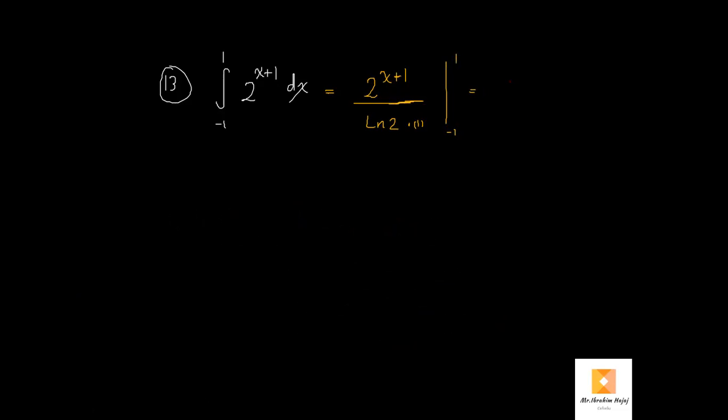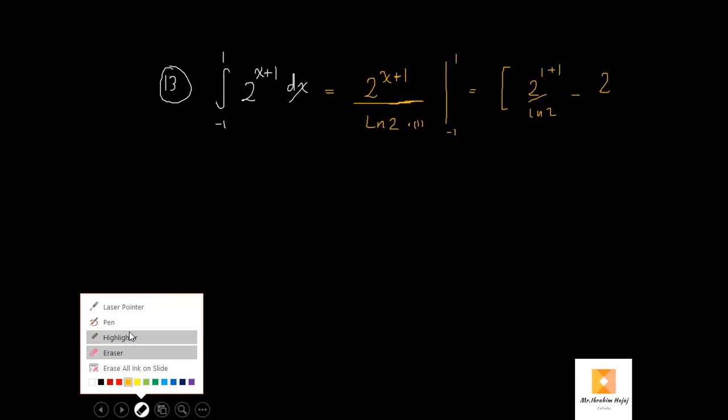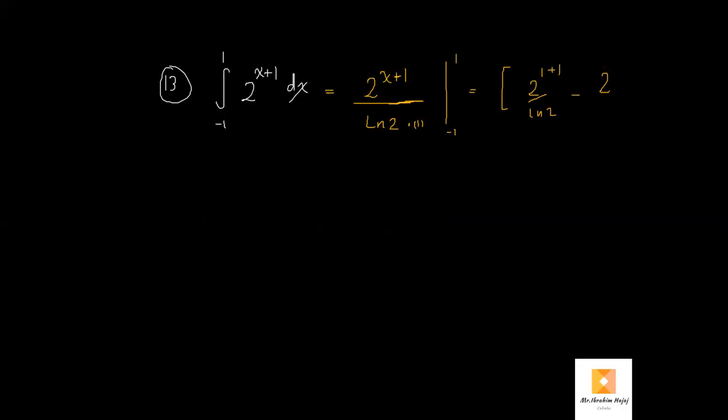When it's 1, first gives 2 to the power of 1 plus 1 over ln 2. Then minus, which gives 5.77. For 0, it is negative 1 plus 1 over ln 2, 2 to the power of what? Negative 1, 2 to the power of 0. The second one, yes, the second one. Negative 1 plus 1 over 1 ln 2, which gives negative 1.